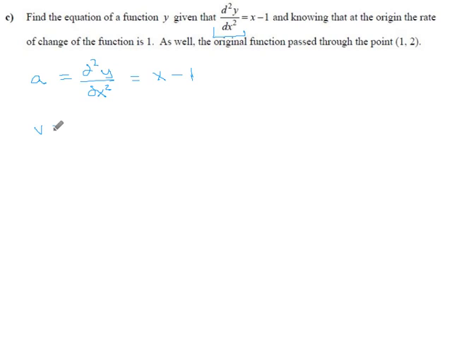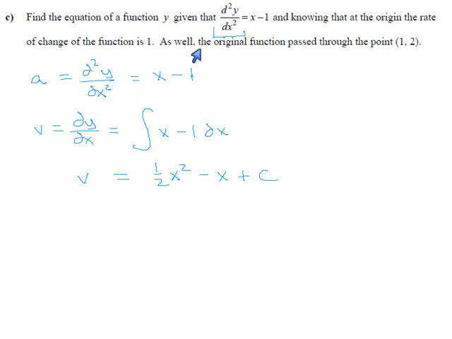So velocity, which is the first derivative, will be the antiderivative of x minus 1 dx. And so the antiderivative of x is 1/2 x squared. The antiderivative of -1 is negative x, and then we get an unknown constant.